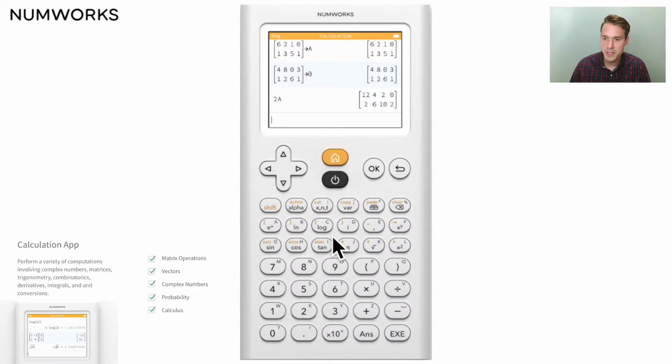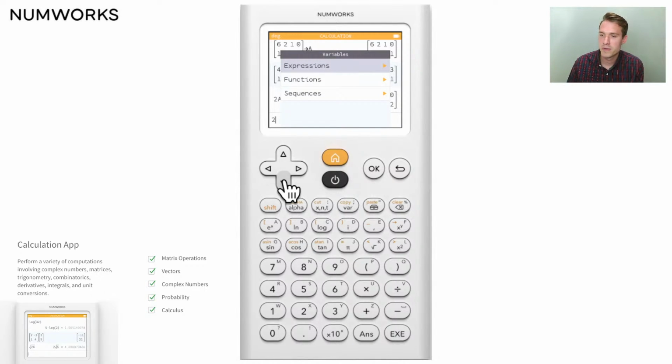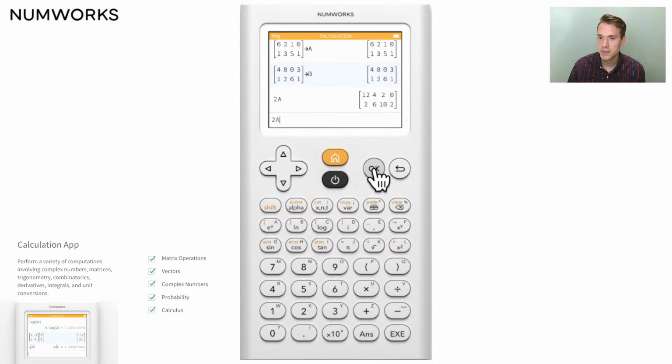I could have also grabbed those stored matrices from our variable key. So let's say that I want to do some multiplication in addition. Let's say I want to do 2 times A again. So 2, and this time I'm going to come up to my variable key here, and that's where I have all of my stored variables. So a matrix is going to be in our expressions, and there we can see both A and B. So that's 2A plus, let's do 4 times B. And so we can quickly do multiplication by a scalar and matrix addition.